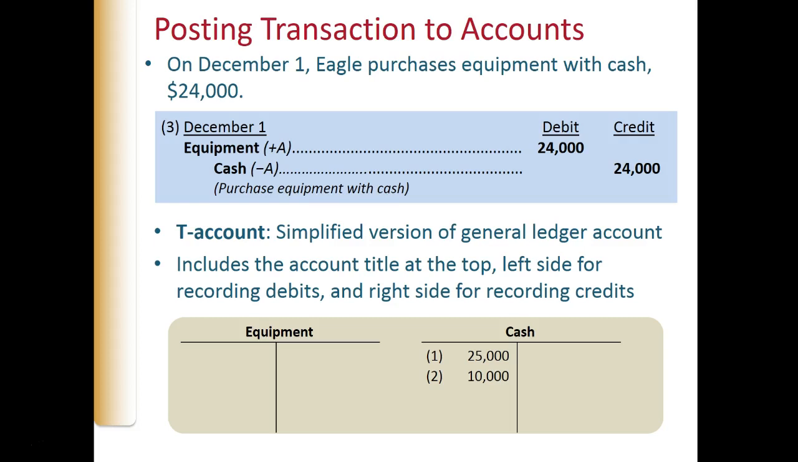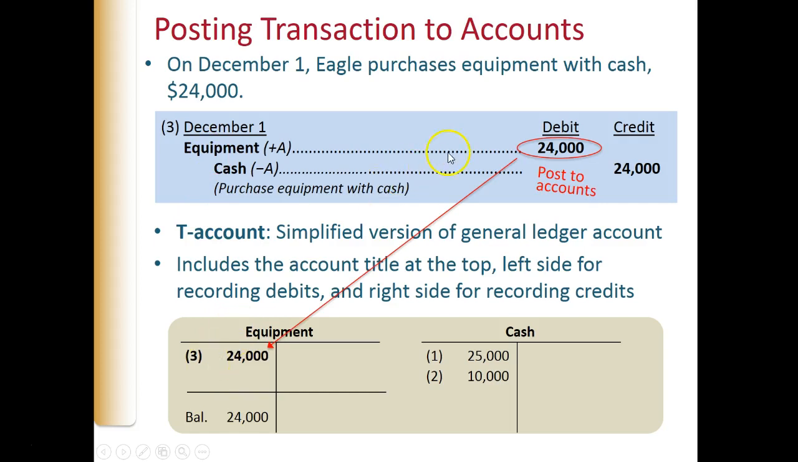And it includes the account title at the top, the left side for recording debits, and the right side for recording credits. So you see equipment here. We're going to take our debit, post it to the debit side of the equipment account. The cash, we credit it. So we show transaction 3 a credit for $24,000. Okay?